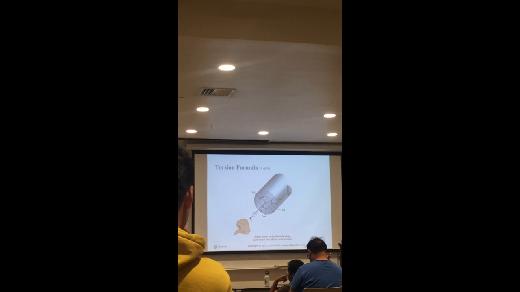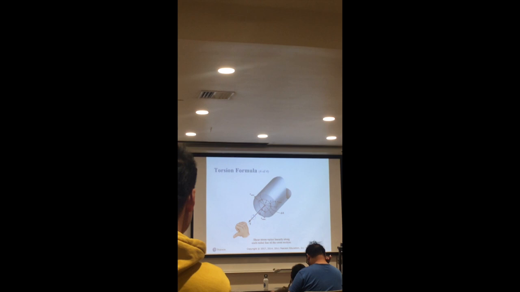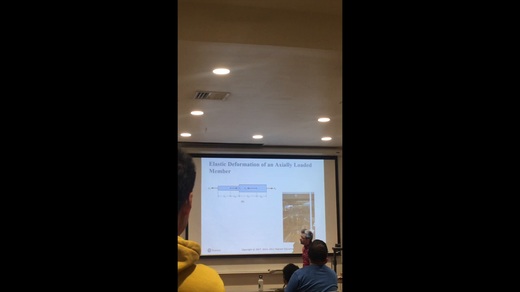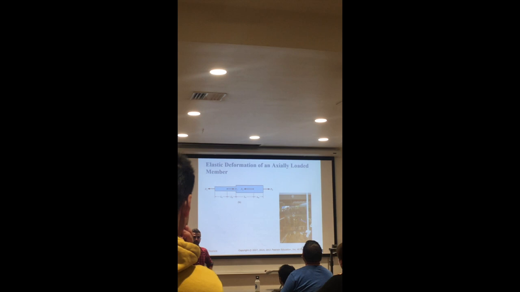And I want to do this because, like I said, it's pretty much the same for torsion as well. Right, so let's say you have this member that is axially loaded, right? So you have a number of external loads, 1, 2, 3, 4, whatever it may be, and you have all the geometric information. You have the lengths, you have the cross-section area, and so on. And we want to know how much deformation there is in each of these sections.